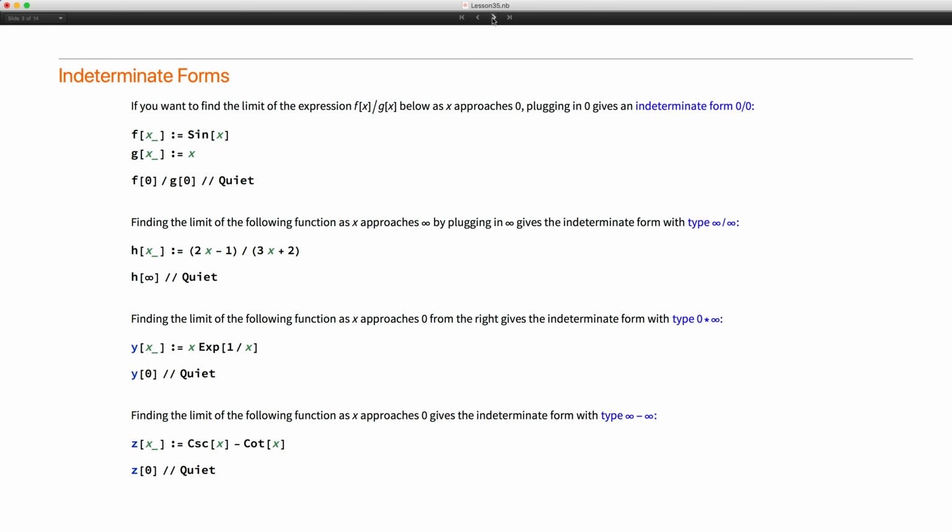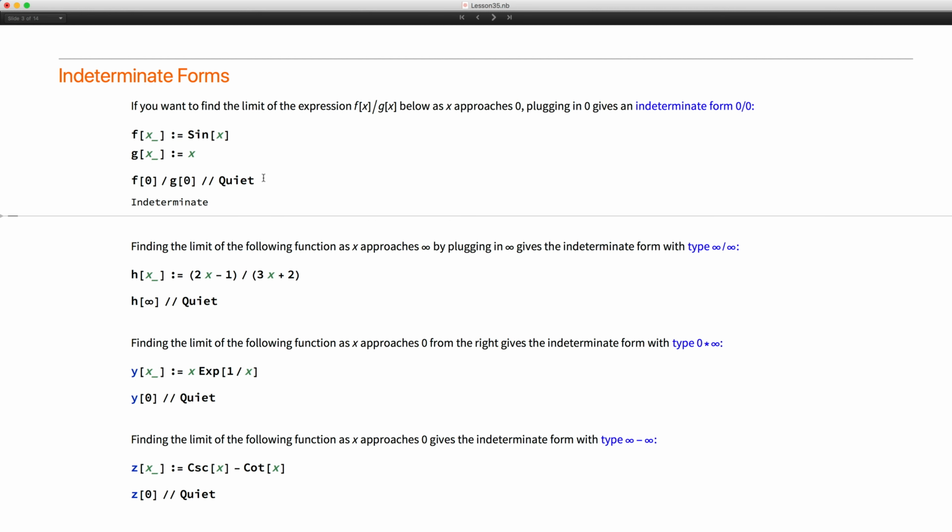Okay, so before going on to the rule itself, let's talk about so-called indeterminate forms. So let's say you have a function f, which is sine x, and g, which is x. Now, you try and work out the ratio f of 0 over g of 0, and you get back an indeterminate. So that's an indeterminacy of the form 0 over 0 because both the values are 0 at 0. But if you take the function h over here, then that's 2x minus 1 over 3x plus 2. And if you plug in x equal to infinity, you get back something like infinity over infinity. So that's again an indeterminacy.